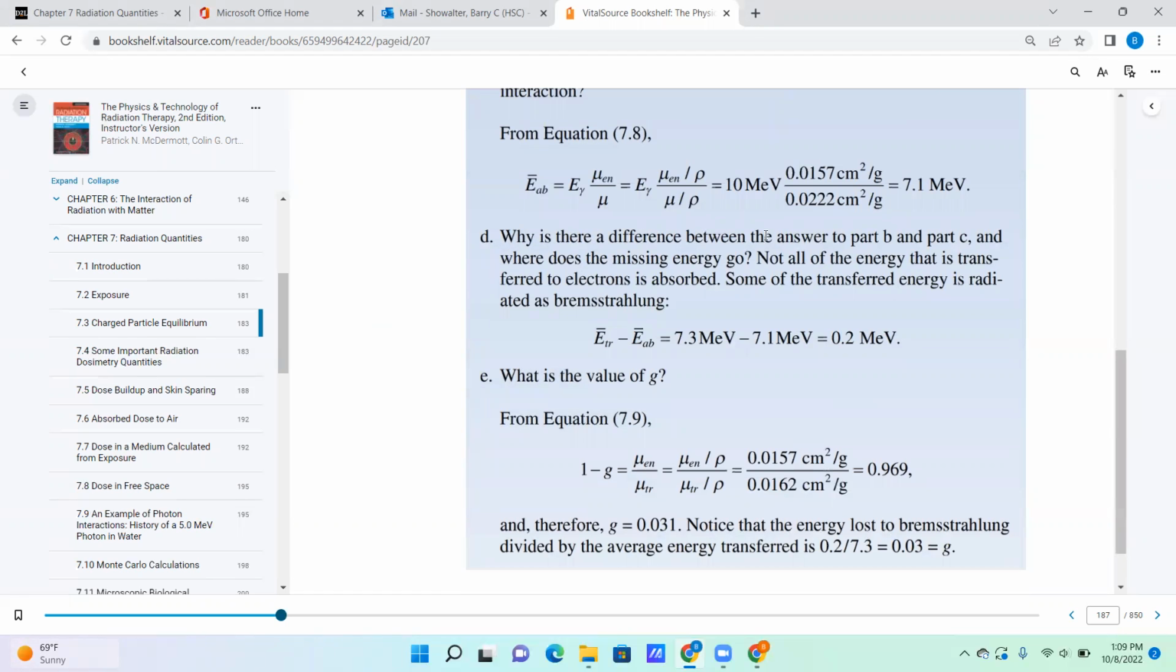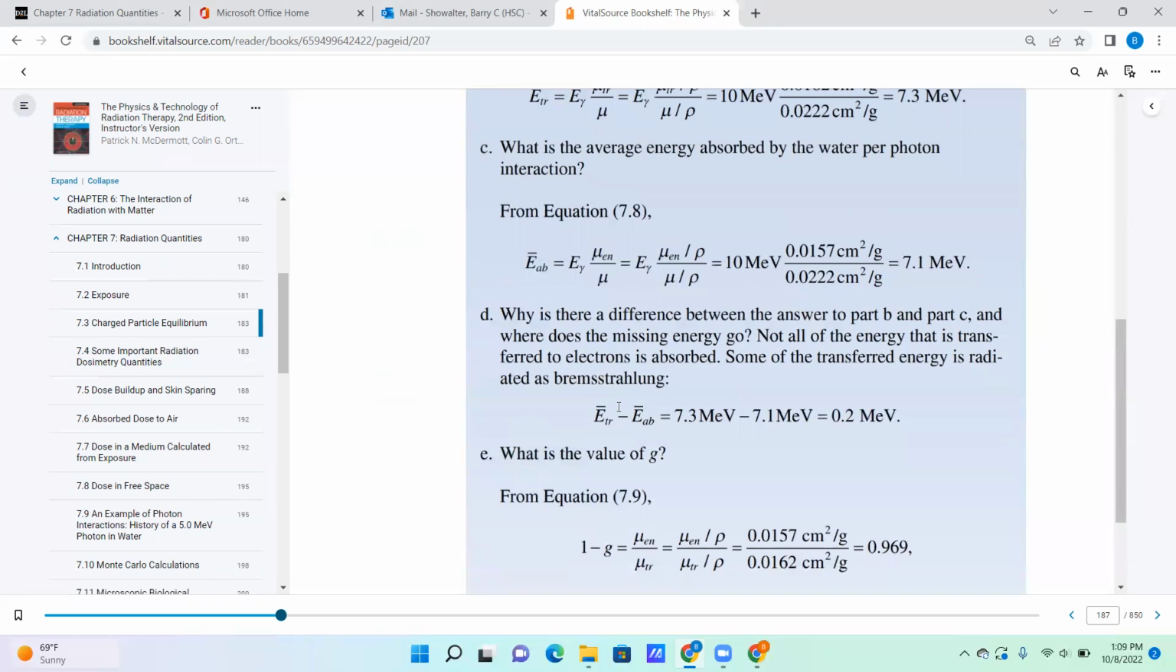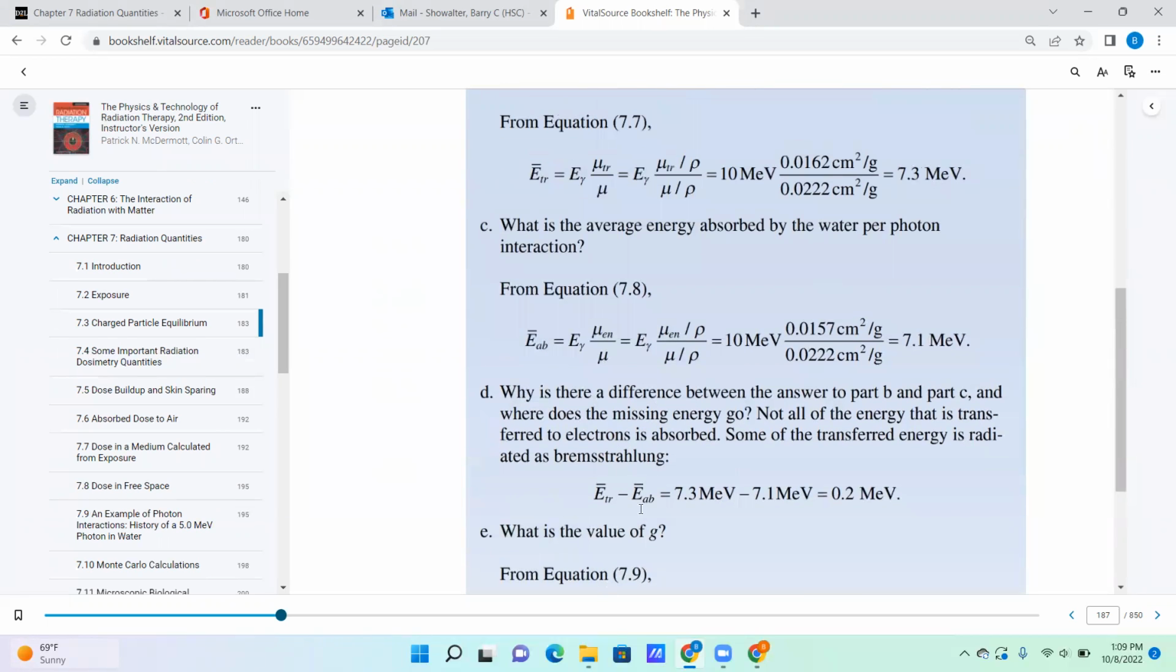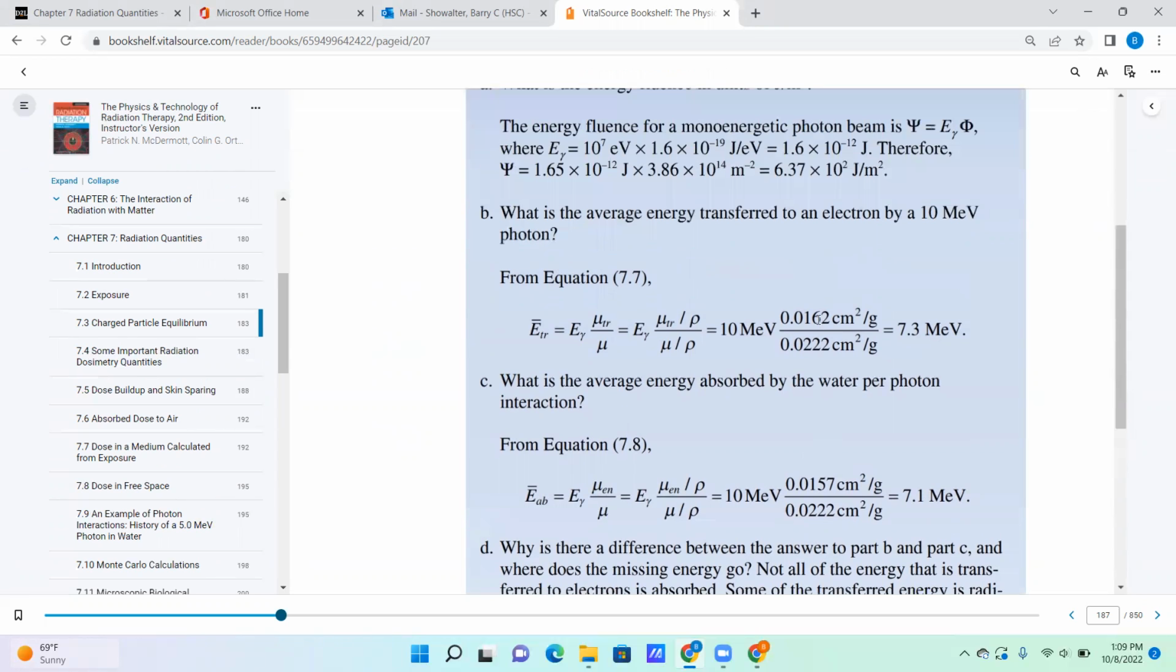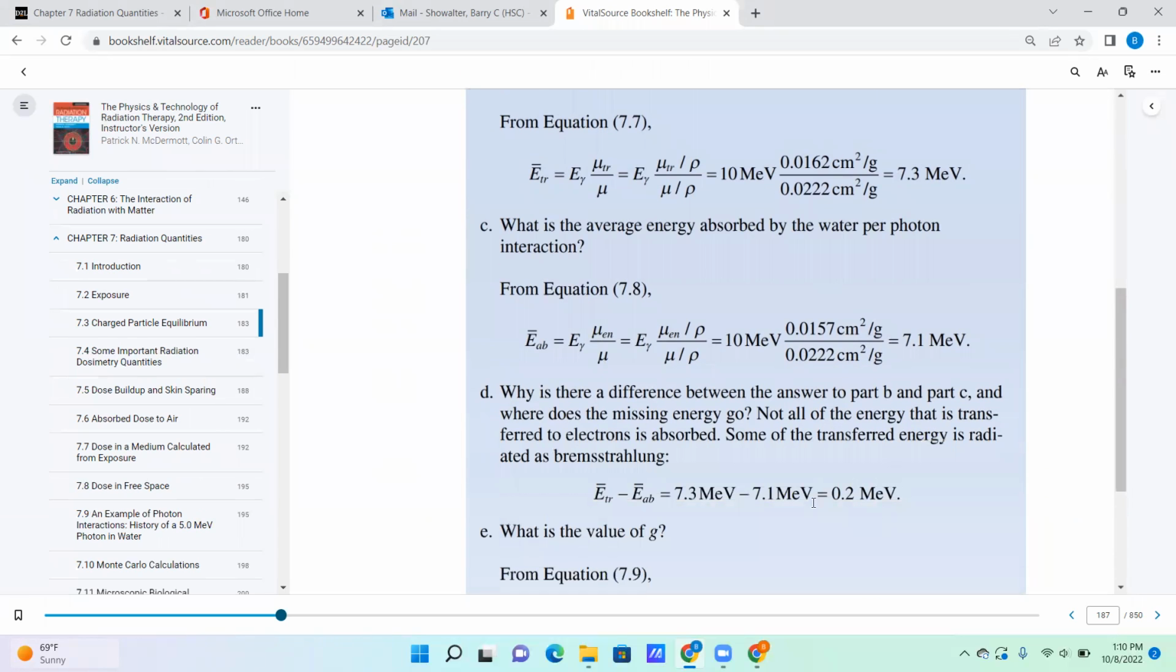So why is there a difference between the answer to part A and part B? And where does this missing energy go? So not all of the energy that is transferred to electrons is absorbed. Some of the transferred energy is radiated away as bremsstrahlung. So we have E sub tr, which we found up here, minus E sub ab, which is what we have here. So this is the amount transferred. This is the amount absorbed. So the difference here is going to be 0.2.